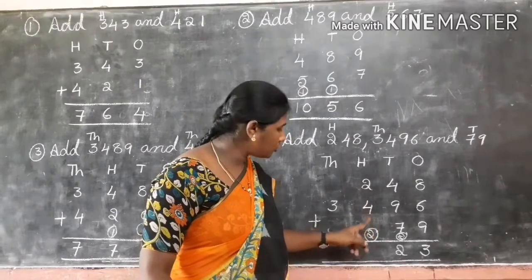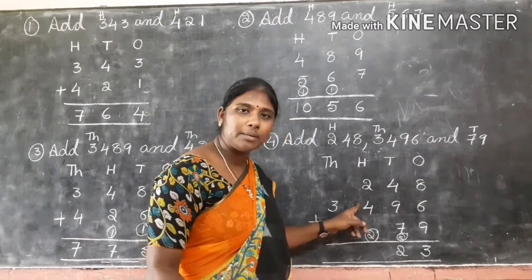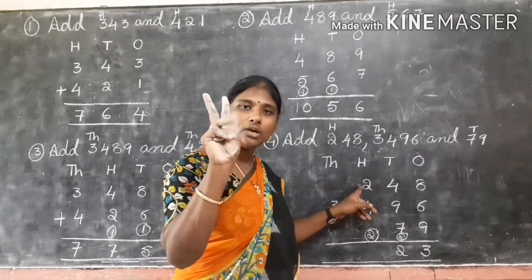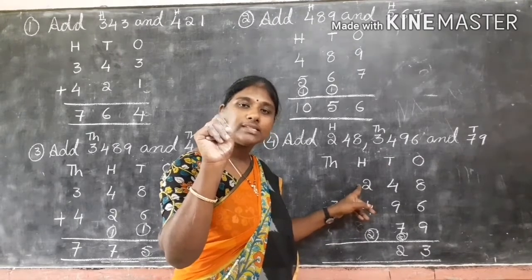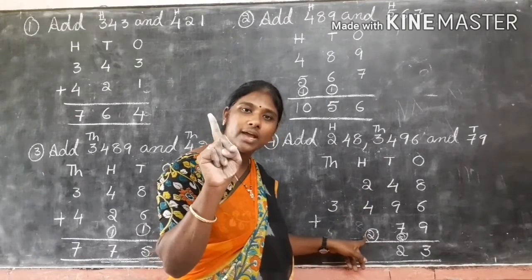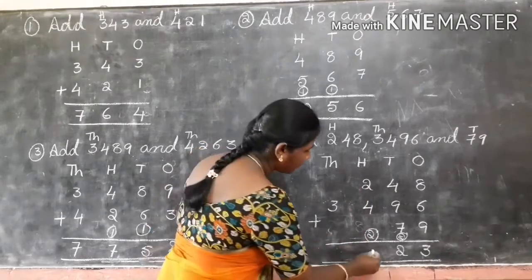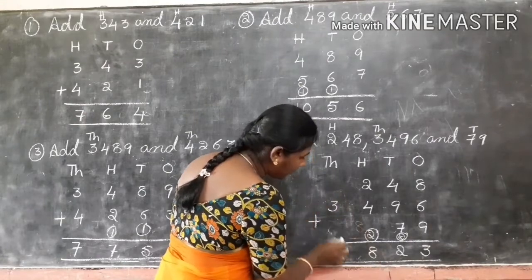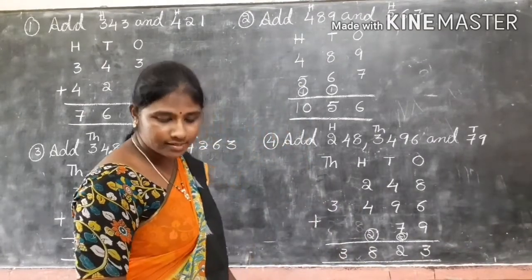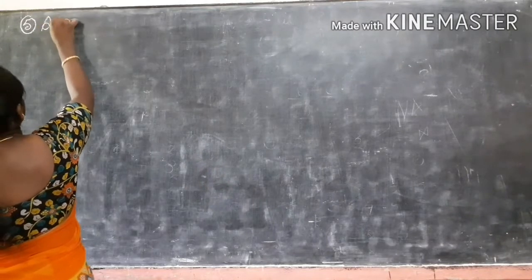Next 2, 4, 2. Here next middle number 4. Take 4 fingers. Up number 2. 2 after 3, 4, 5, 6. How much do we get? 6. Here still 2 is there. 6 after 7, 8. Here only one number is there. That is as it is. We have to write.